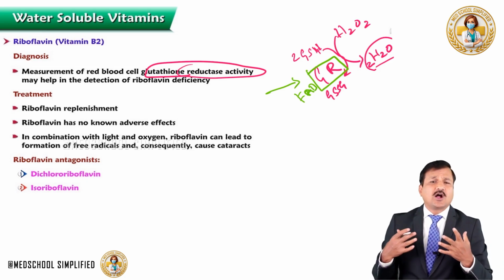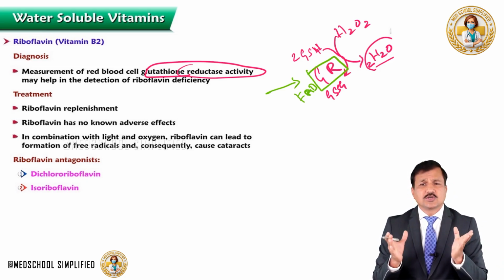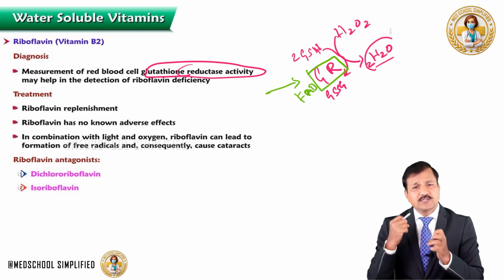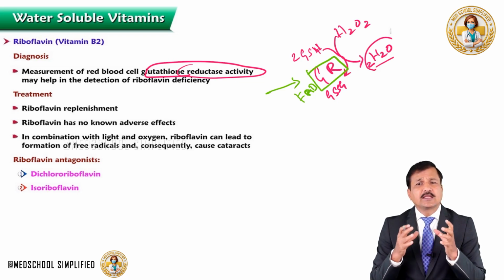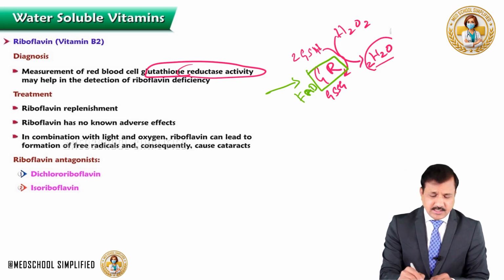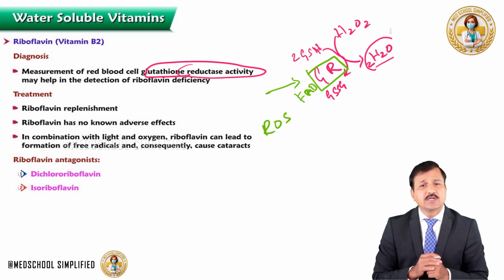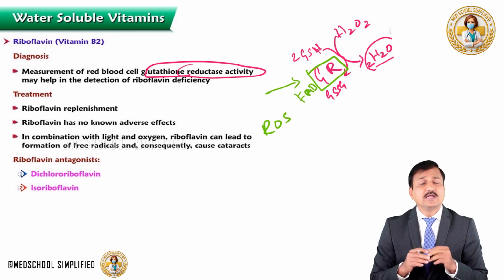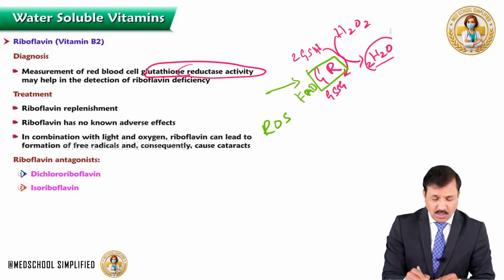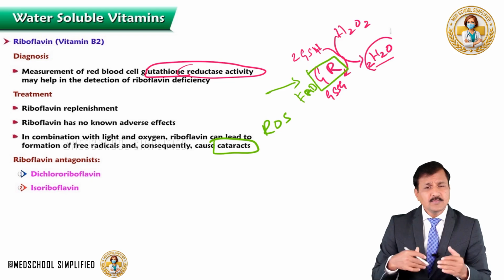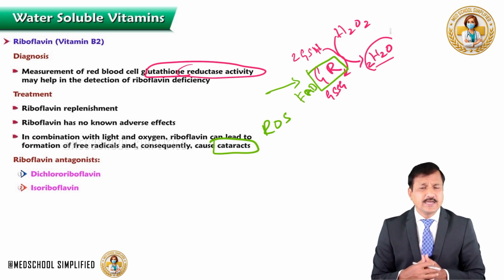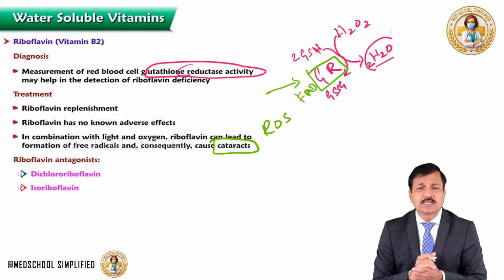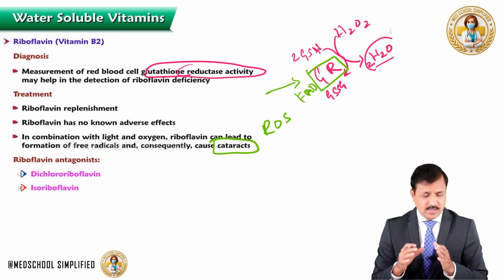Since riboflavin is a non-toxic molecule, it doesn't show any known adverse effect. But the only thing is, if riboflavin is exposed to light and oxygen, it can make free radicals, or reactive oxygen molecules, and these reactive oxygen molecules can damage our biomolecules including the lens, and it can lead to cataracts. That means exposure of riboflavin to sunlight or UV light and oxygen can actually cause cataract. So you have to be careful about that.